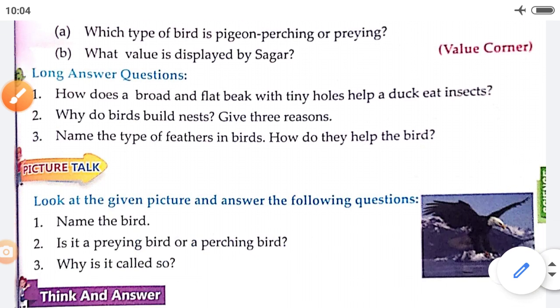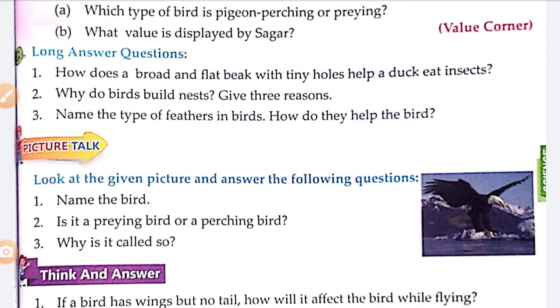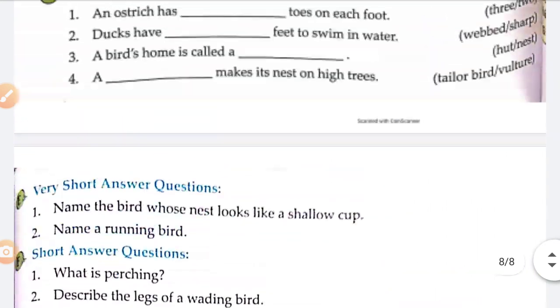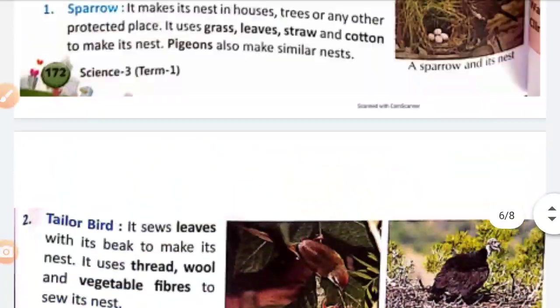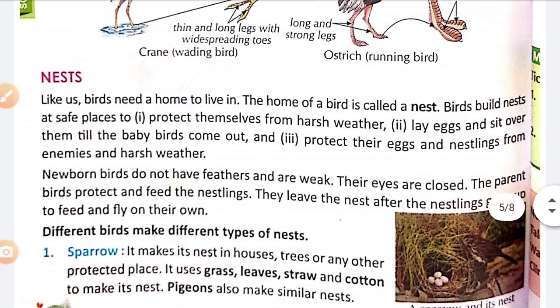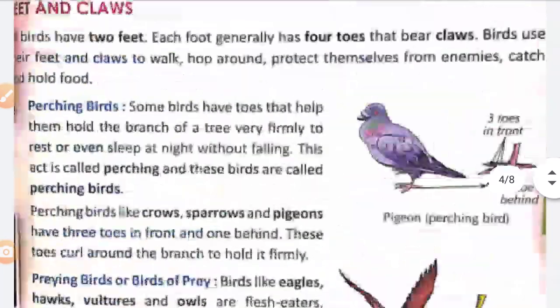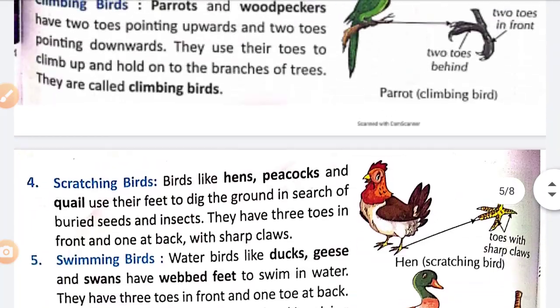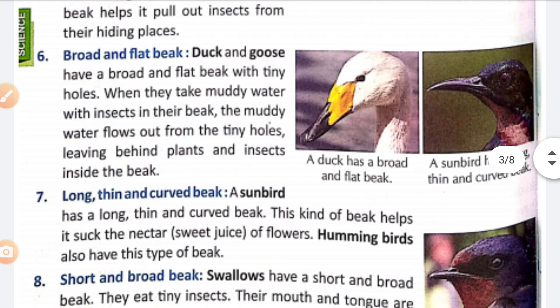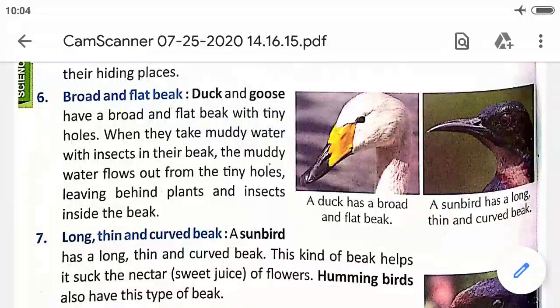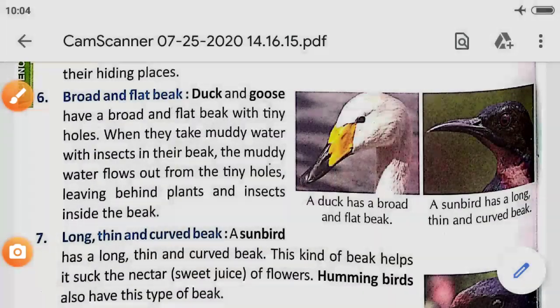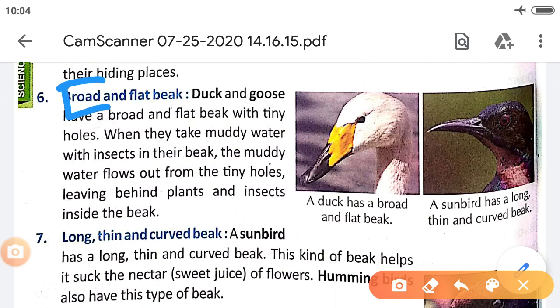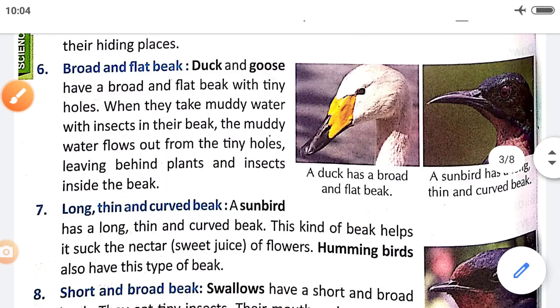Long answer question. How does a broad and flat beak with tiny toes help the duck eat the insect? You have to explain or you have to write this all. I'll show you. This all you have to write, how it helps the duck. Okay.